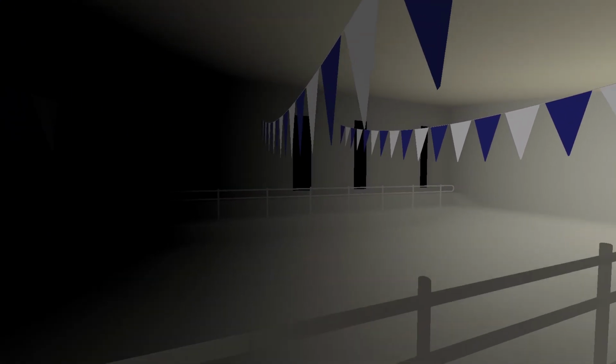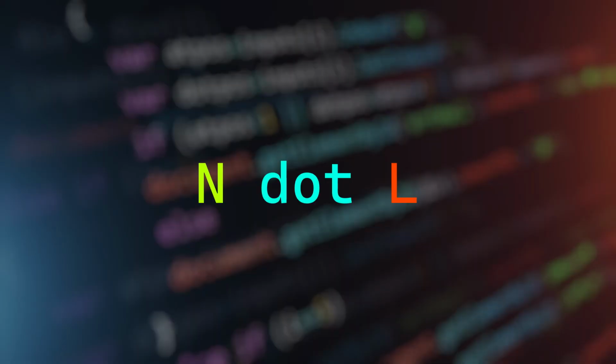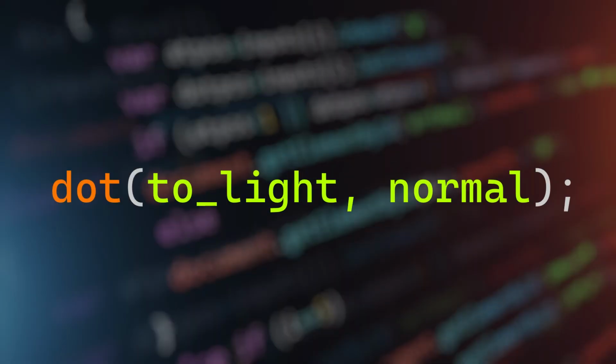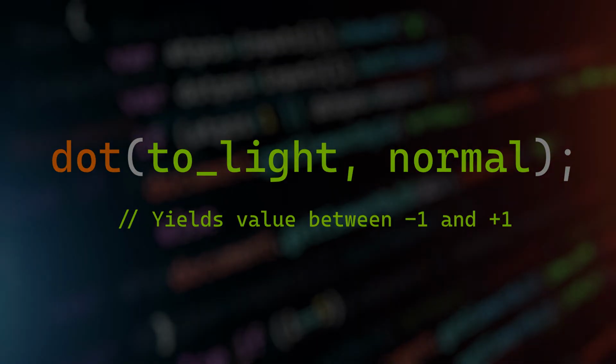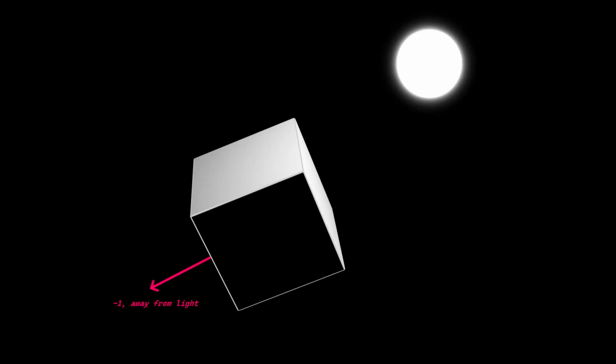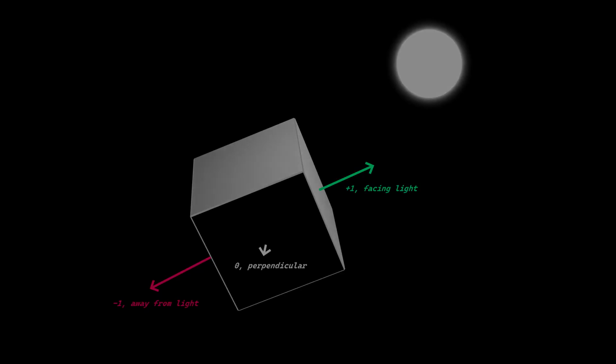Most lighting shaders use something called N dot L. This is the dot product between the current normal vector and the vector towards the current light source. The N dot L calculation yields a value between -1 and +1. A negative value means the normal is facing away from the light source. 0 means the normal is perpendicular to the current light source, and a positive value means the normal is facing towards the current light source.